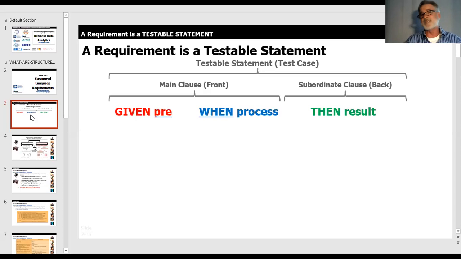Hey, we need the system to go faster. Okay. Did the system go faster? Then the system goes faster.